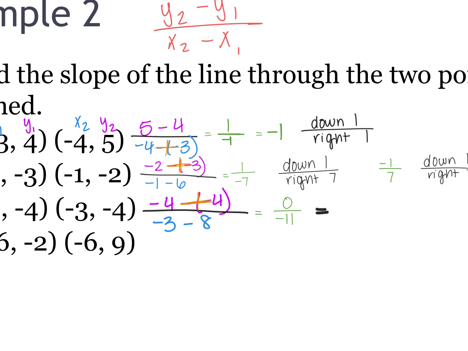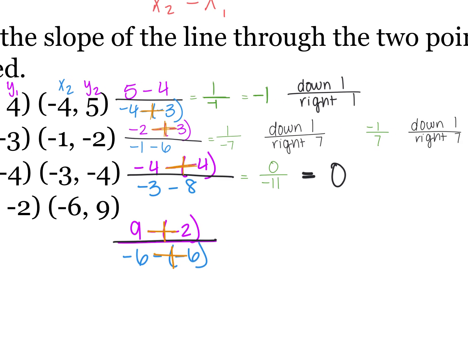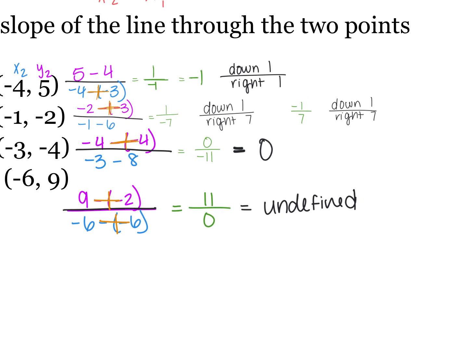This is a 0 slope. So let's go ahead and look at D. That's a good question. When would it be undefined? I have 9 minus negative 2 over negative 6 minus negative 6. So changing what I could change, I'm then going to get 11 over 0. This answer would be undefined.